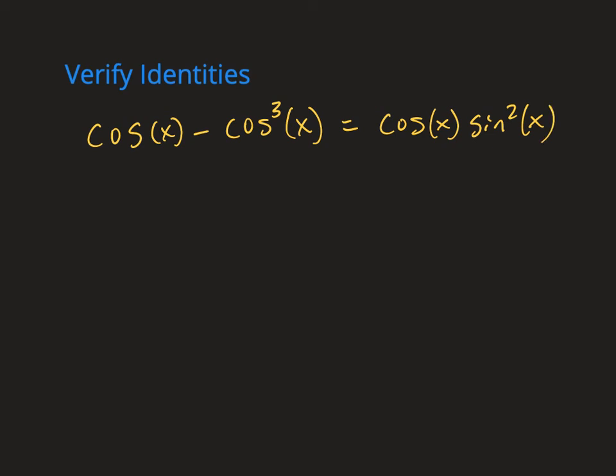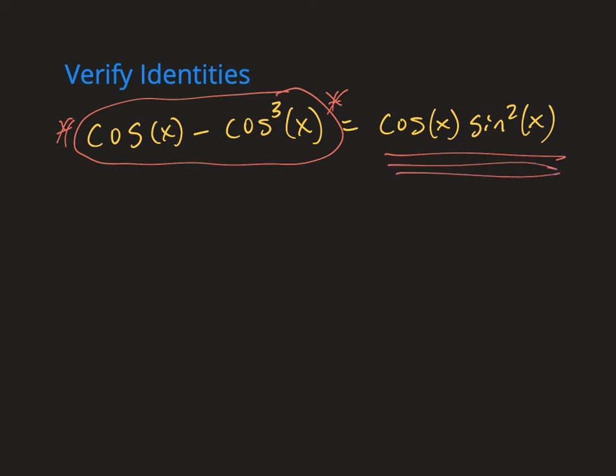And the strategy for verifying identities boils down to this. You're going to work on the left side and do the simplifying process until it looks like the right side. So I'm only going to work on cosine of x minus cosine cubed of x. I'm only going to work on that part. And when I make it look like this side, I'll be done and I will have verified that this thing is true. And basically that means I'm going to do a bunch of algebra involving these trig functions until I can get it to look like cosine of x times sine squared of x.